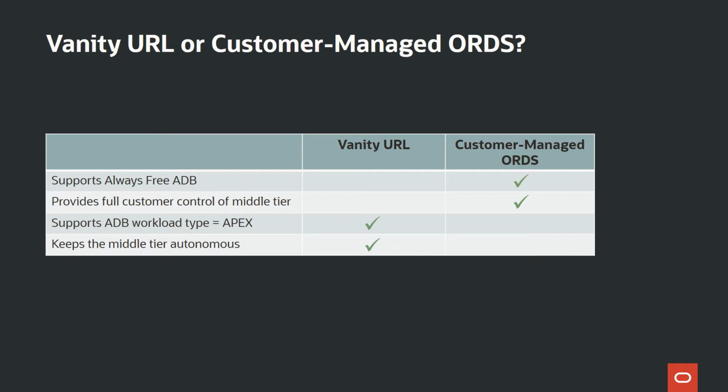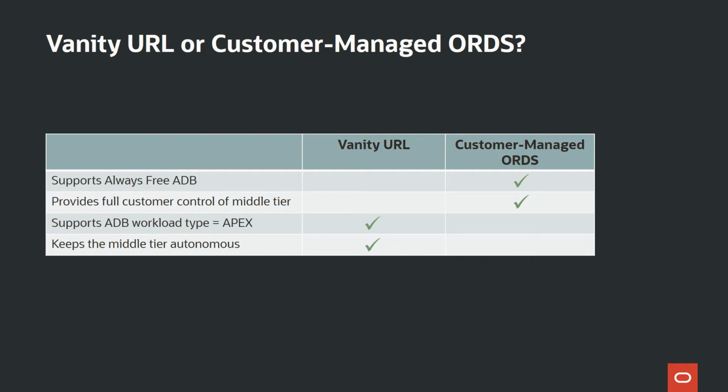Customer Managed ORDS certainly allows you to use a custom domain name, and you've been able to do that for a while, and it provides other capabilities. So how does that compare and contrast to the Vanity URLs approach? Well, with Customer Managed ORDS, it does support always free autonomous databases. Vanity URLs uses Private Endpoint, only available on paid autonomous databases, so it does not support the always free autonomous databases. Customer Managed ORDS gives you full control as the customer of the middle tier.